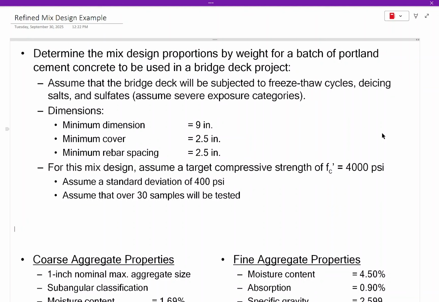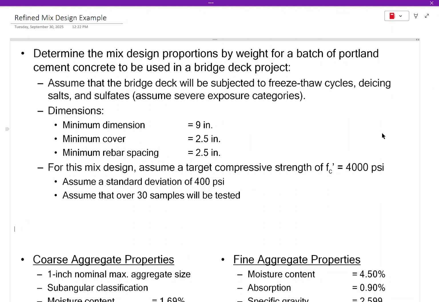The cover, the clear space between the edge of the rebar and the edge of the forms. We're going to assume that minimum cover is 2.5 inches, and we're going to assume that there's 2.5 inches of space between rebar. Okay, and that's necessary to ensure that our aggregate can fit where it needs to go.